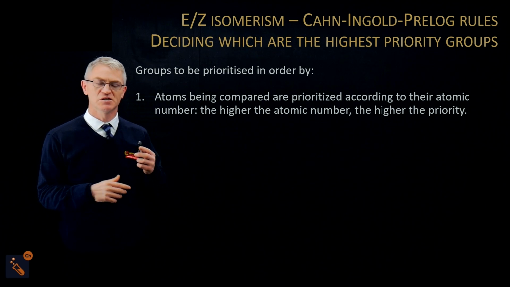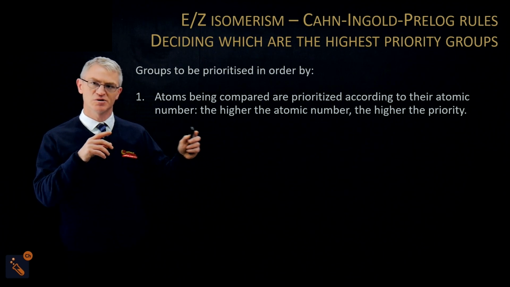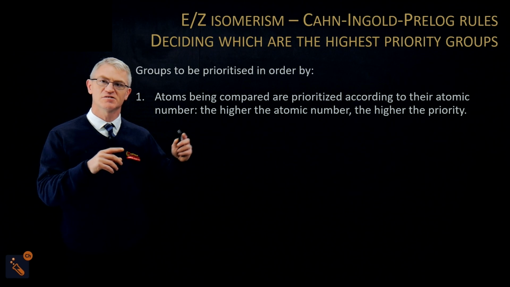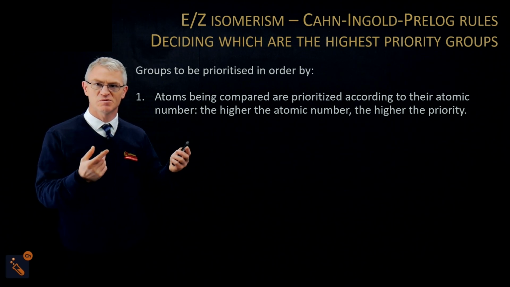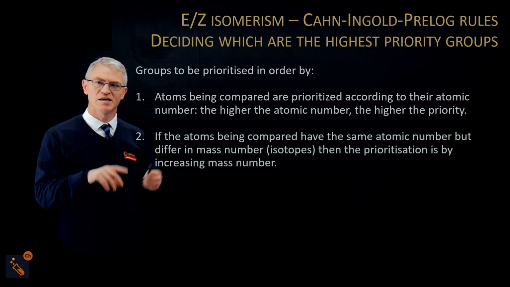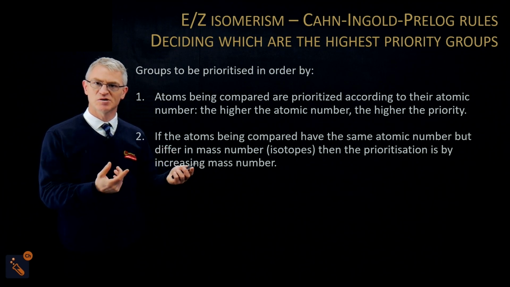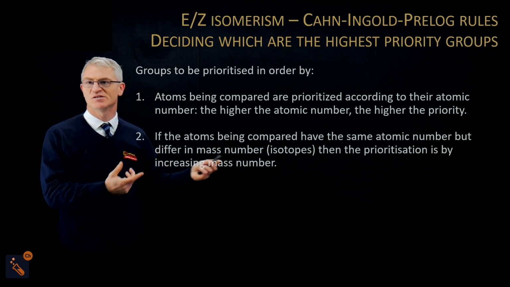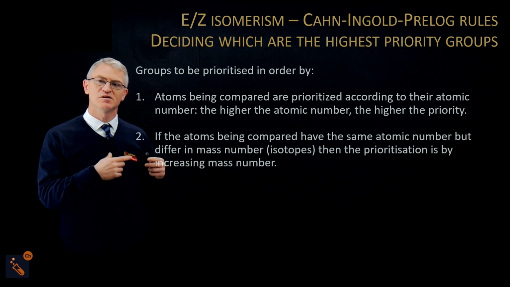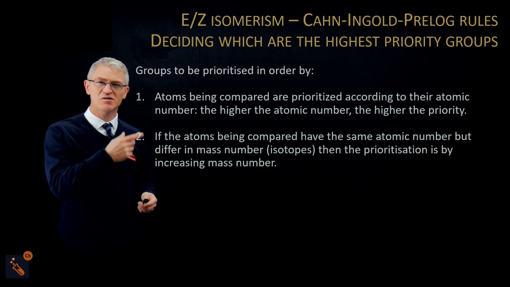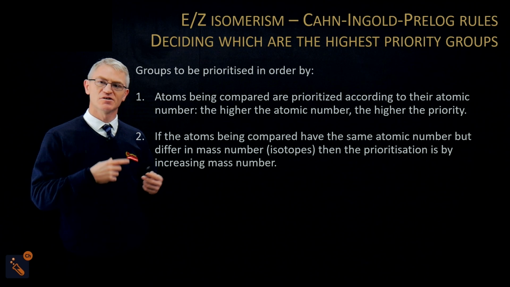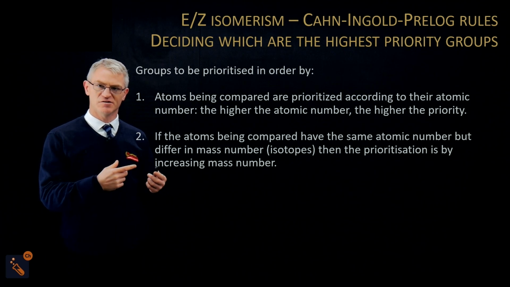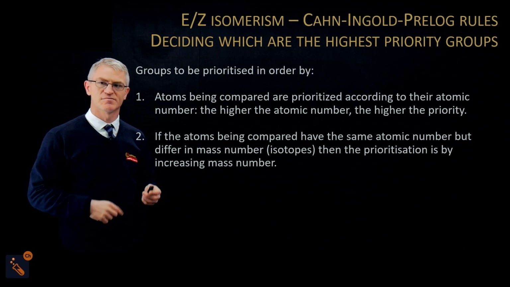That's basically it. You look at the groups on each carbon and you determine which one has the highest atomic number, and then depending on what it is, that is the higher priority. If the atoms have the same atomic number but different mass number, which means they're isotopes, for example, prioritization is by mass number. So it's only by mass number if you have different isotopes, which rarely happens.